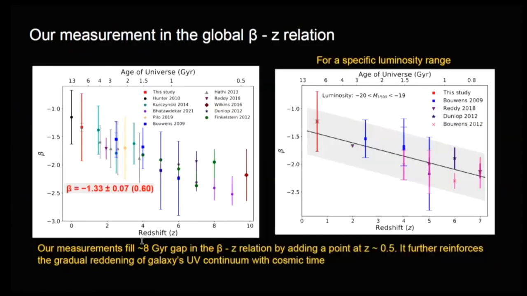When we place our measurement in the global beta-z relation, these are measurements from all other studies on different telescopes, mostly the HST. You can see that this cosmic beta-z relation is supported by our measurement: we see the gradual reddening of the continuum with redshift. For a particular luminosity range, we still see the trend with our measurement.